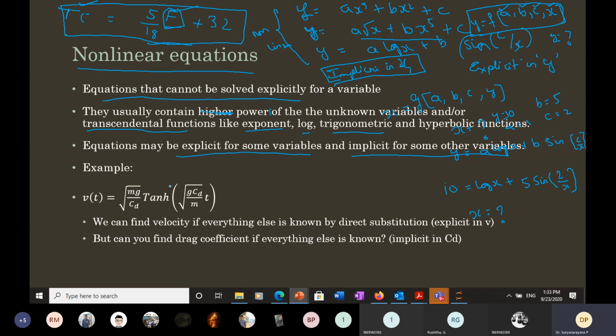Do you remember this equation? Velocity as a function of time is given as the square root of m times g over c d, times tan hyperbolic of the square root of g times c d over m, times t. Do you remember this equation? Does it look familiar to you guys?